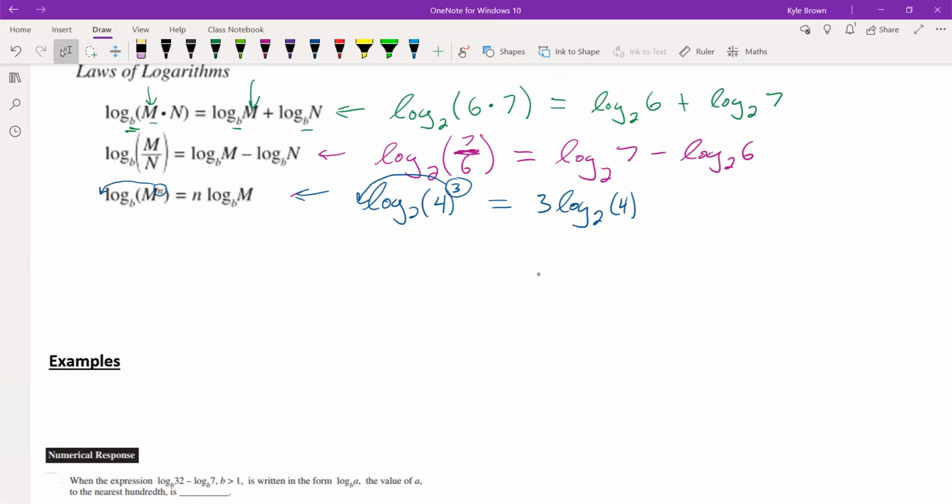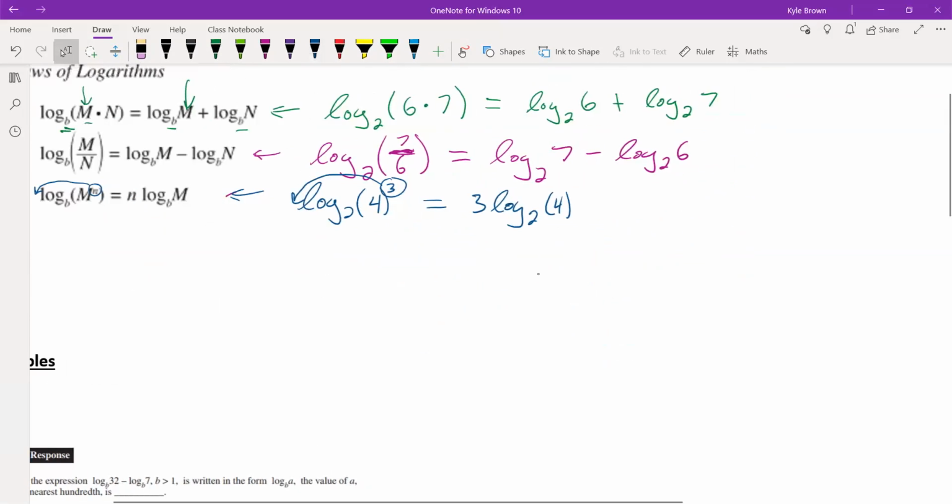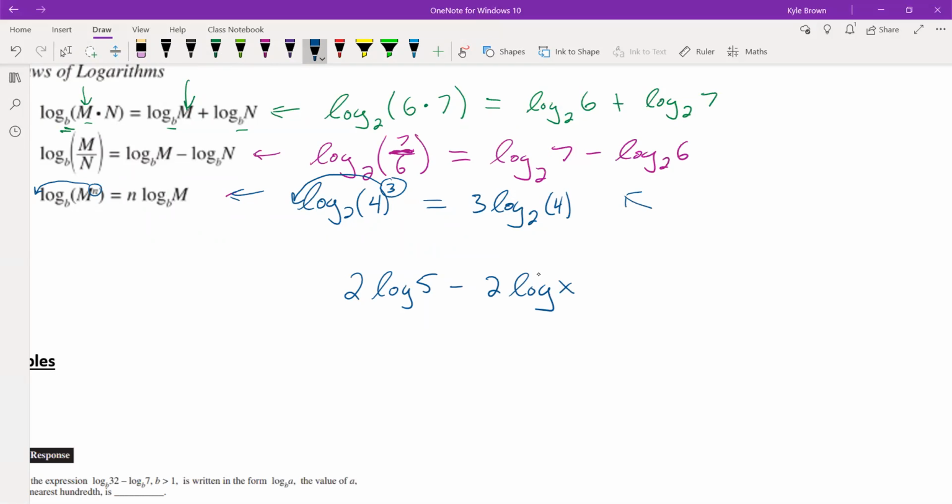Let's say that we had, it said simplify, 2 log 5 minus 2 log x. So it could be an x or it could be numbers, right? I was doing numbers above, but it can be variables too, okay?